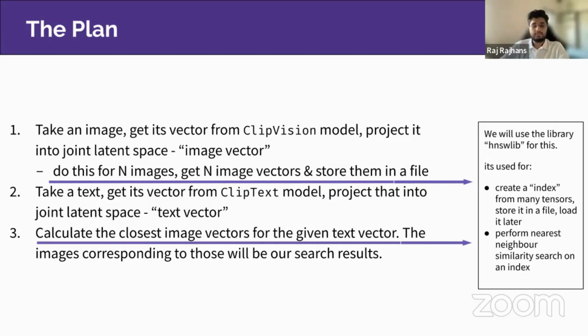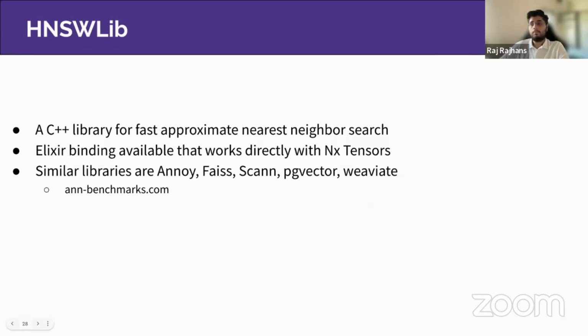The answer to those questions is the HNSW library. HNSW is the name of an algorithm for performing vector similarity search, and this library allows us to use that in Elixir. Originally, it's a C++ library, but there is an Elixir binding available for it that works directly with Nx tensors. There are similar libraries as well, like NMSLIB or FAISS, and even full-fledged vector databases like Weaviate, Pinecone, and pgvector that support many more features. But for our use case, HNSWLib is going to be more than sufficient. You can check out ann-benchmarks.com to see how these different libraries compare with each other.